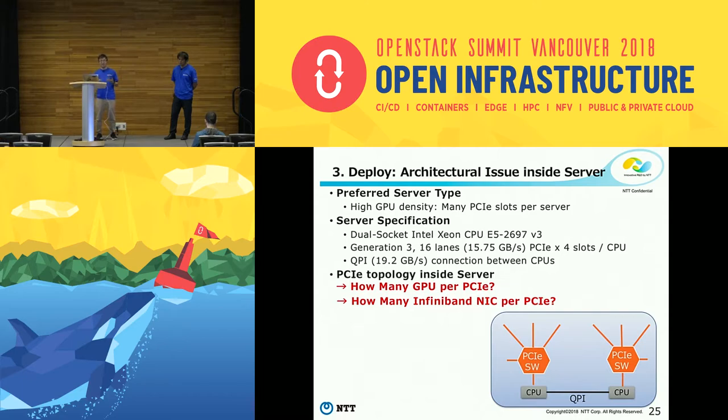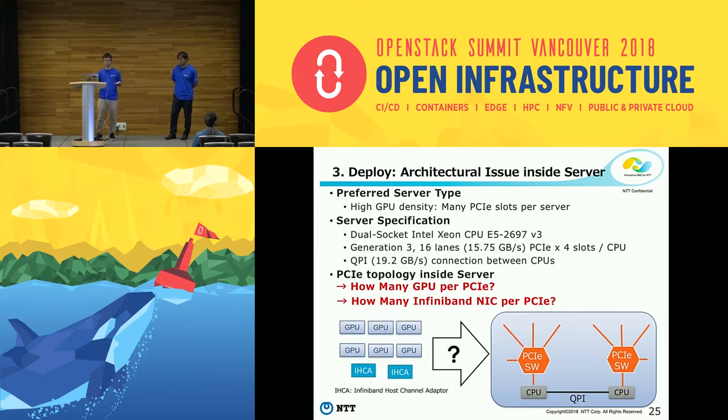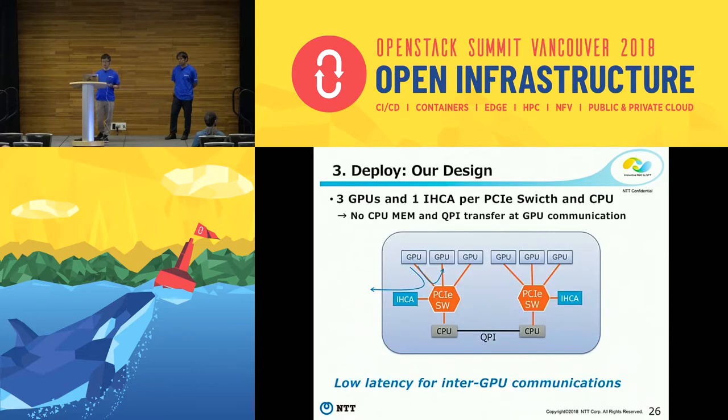But at that time, we needed to consider how we can configure the PCIe slots that can be connected to the GPUs. That is because we have GPUs and also we have the InfiniBand network cards that should be connected to the PCIe slots. So we have many GPUs and InfiniBand. So how to configure this? This is our design goal, basically three GPUs and one InfiniBand network card per PCI switch and CPU. That is because we thought about some common known techniques.